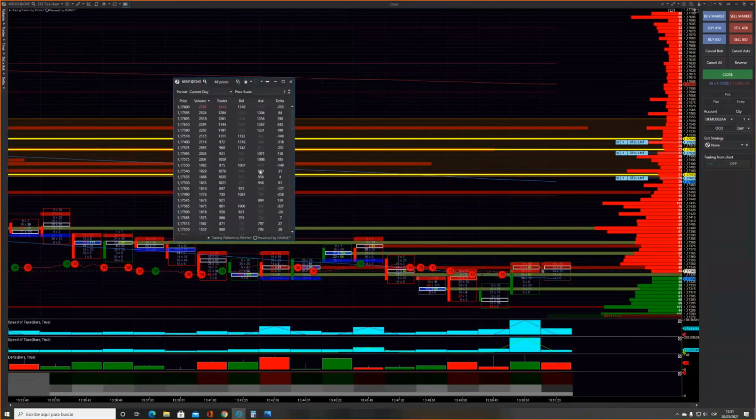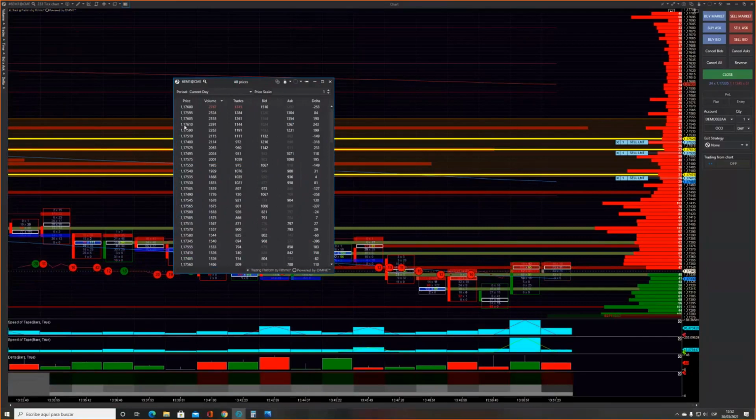This is like a summary of what's been going on during the day. Here's the price, the volume at each price, the trades that were made at each of these prices, how many sellers, how many buyers, and the difference between them. This is called delta. This is one of the things that I always like to see before starting to trade, how the delta is. In this case, we can see the highest volume is this one, 2,767.